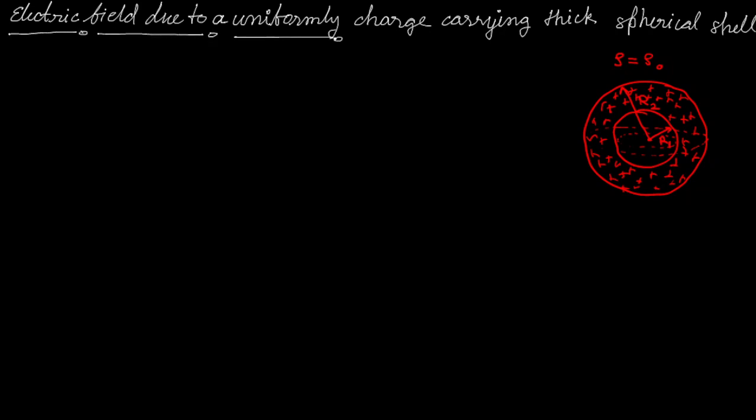In the last problem we solved the electric field inside and outside due to a thin spherical shell. There was only one radius. Now it has two radii. The inner radius is R1 and the outer radius is R2. So there is some volume between R1 and R2, and in this region charge is distributed uniformly. We want to calculate the electric field at different points. Let's say R less than R1, between R1 and R2, and R greater than R2.